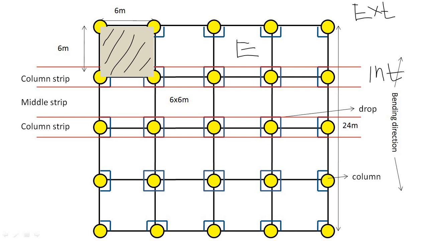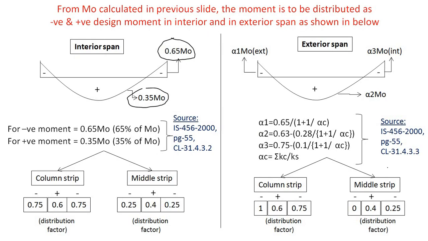So in this there will be two conditions. In the interior panel's case, there will always be interior supports on both sides, but in the exterior panel there will be one exterior and one interior. Let us see what difference it makes. At the exterior support, at the exterior side, we have to provide a negative moment of alpha 1 M0, and at the interior side the negative moment should be alpha 3 M0, and the positive moment should be alpha 2 M0.